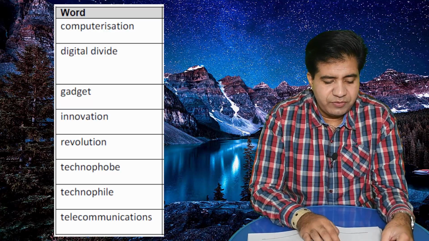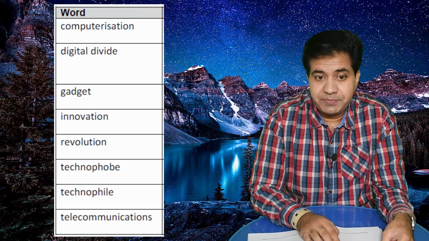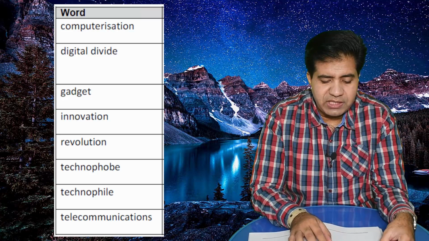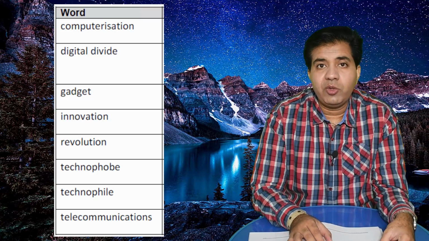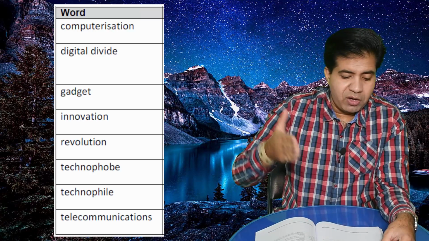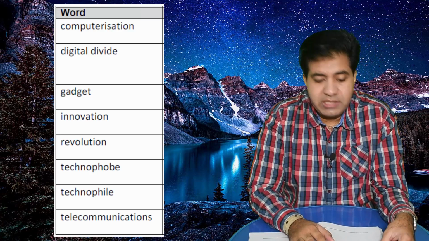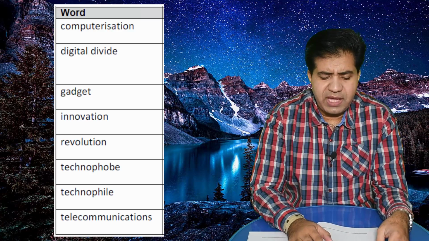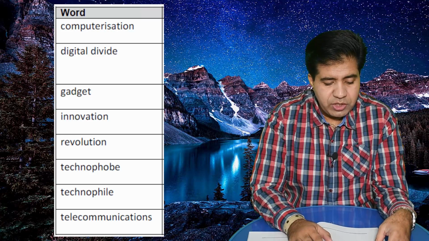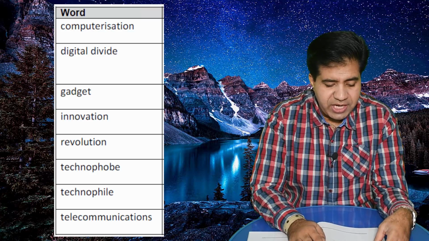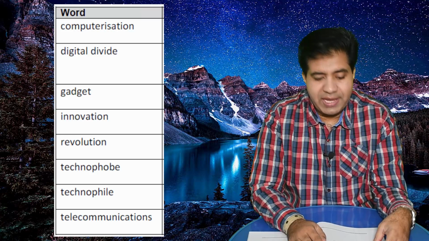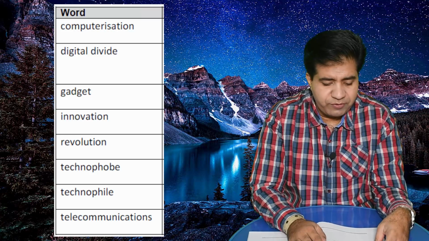Some useful nouns, words: computerization. Digital divide. Digital divide is a gap between those with easy access to information technology and those without it. Now some people can use information technology, some people cannot, so that gap is called digital divide. Gadget. Gadget is any small piece of equipment. Innovation, revolution, technophobe, technophile. Technophile is someone who embraces technology and uses it often. We call them technophile. And technophobe, people who are afraid of technology.